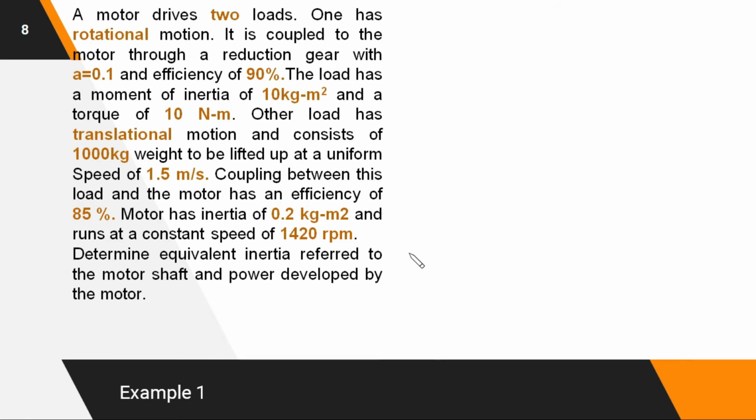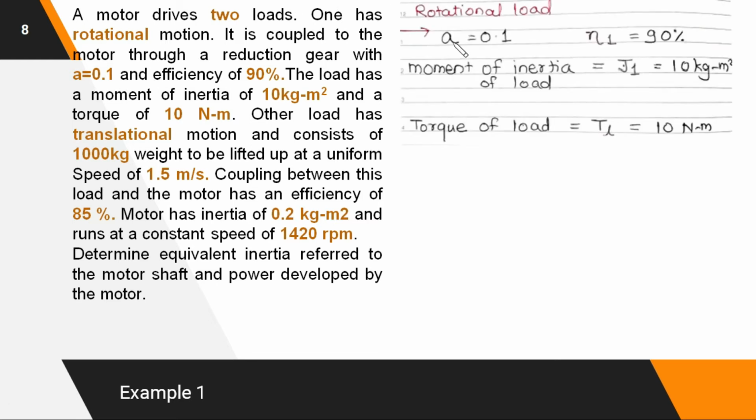So we will take one example. A motor drives two loads. One has rotational motion. It is coupled to the motor through a reduction gear, a is equal to 0.1. So it is given that a is equal to 0.1 for the rotational motion, meaning the tooth ratio is given. And the efficiency is 90%, so eta 1 is equal to 90%.